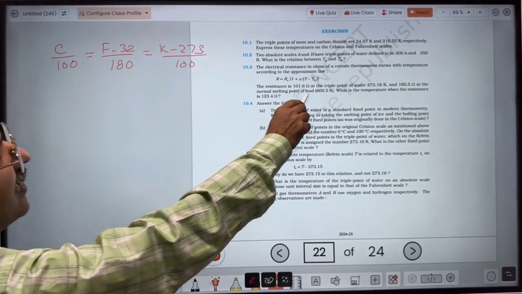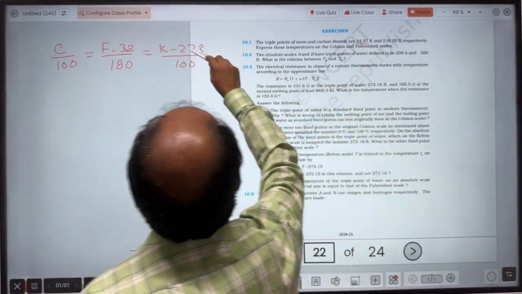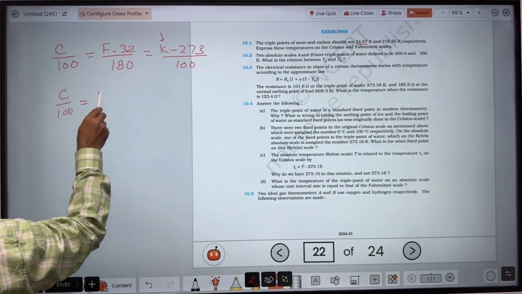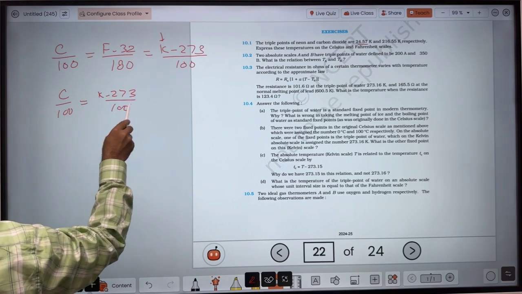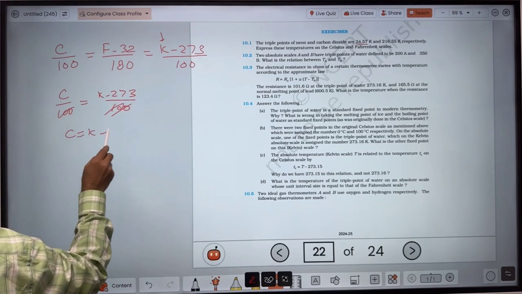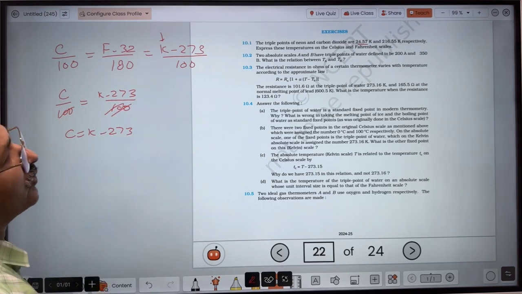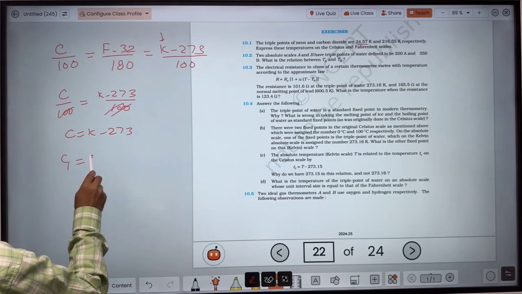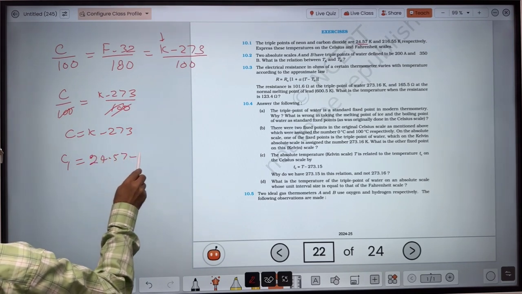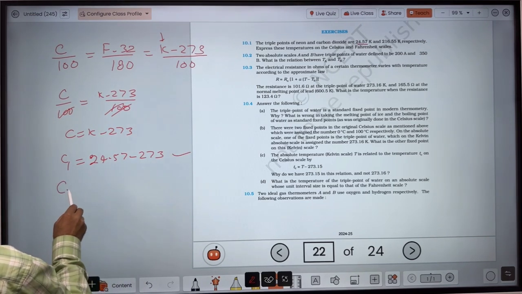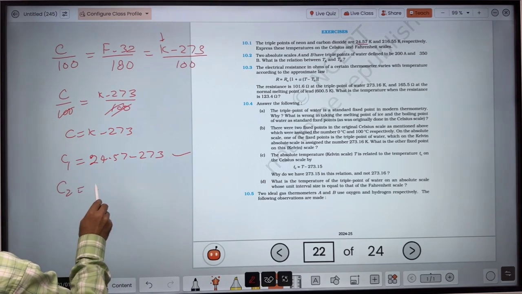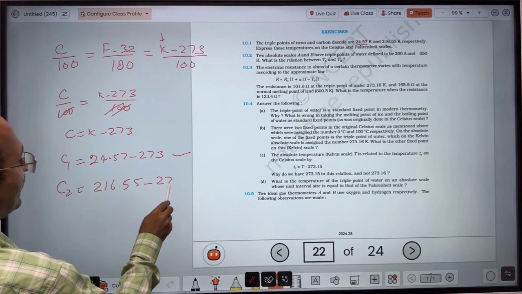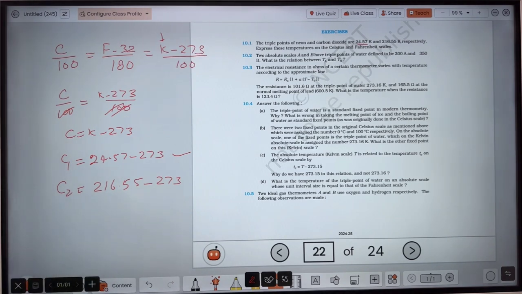Right. So values are given in terms of Kelvin. So here you will put the value. So let's write C upon 100 equal to K minus 273 divided by 100. So 100 will cancel out. So C equal to K minus 273. We have two values. One is 24.57. So first, suppose it is C1. So we write 24.57 minus 273. This is the first value. And C2, the next value, is 216.55 minus 273. So this is the value in degree centigrade.